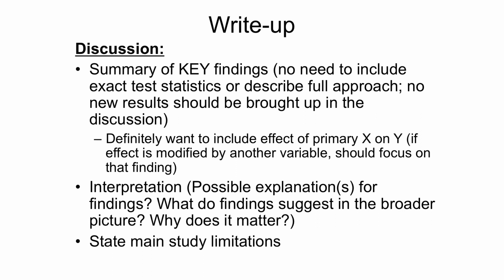You definitely want to include the effect of your primary explanatory variable on the outcome, particularly from your final model. If you find that the effect of your explanatory variable is modified by another variable, you should focus on that finding. You then want to provide a short interpretation of your key findings, including possible explanations and why this matters in the broader picture. And you also want to mention your main study limitations.